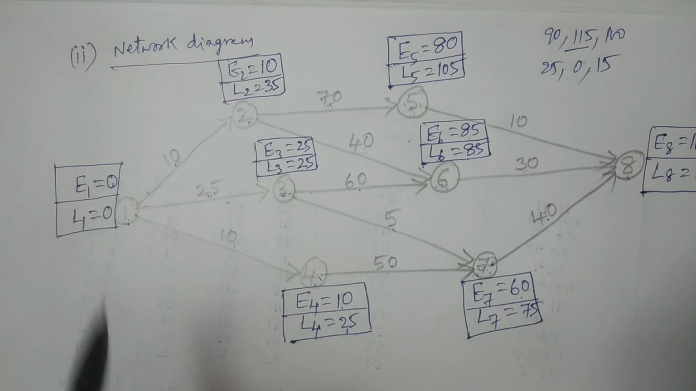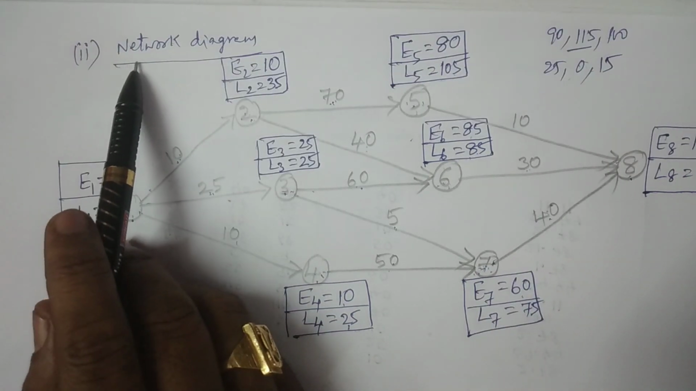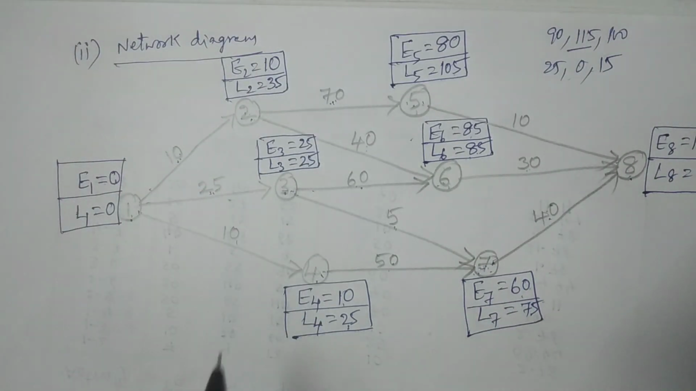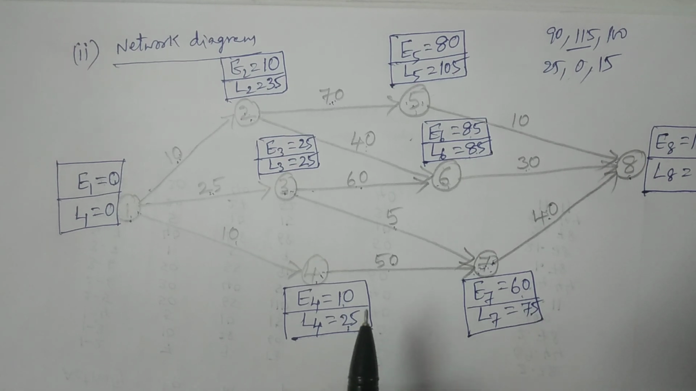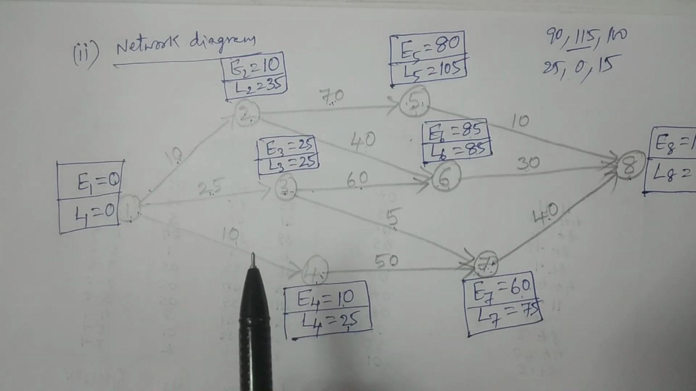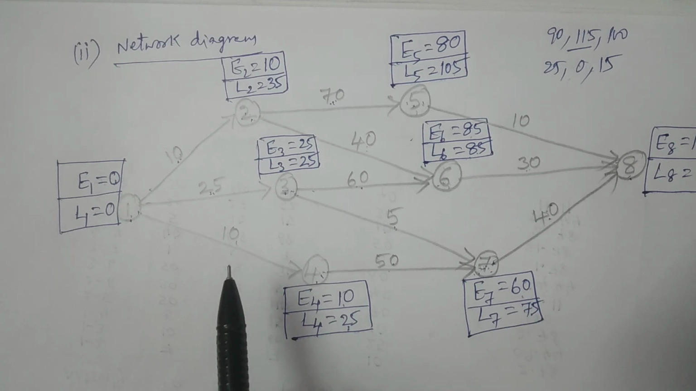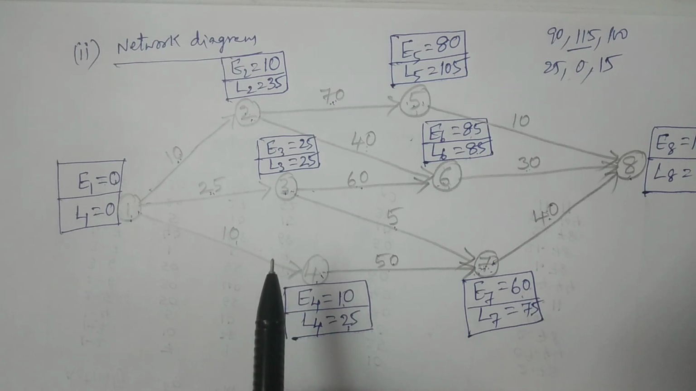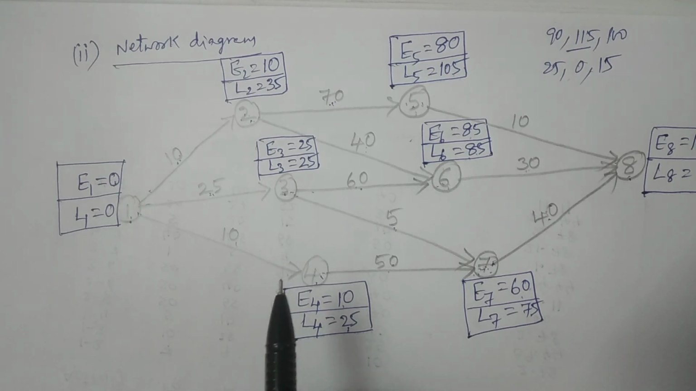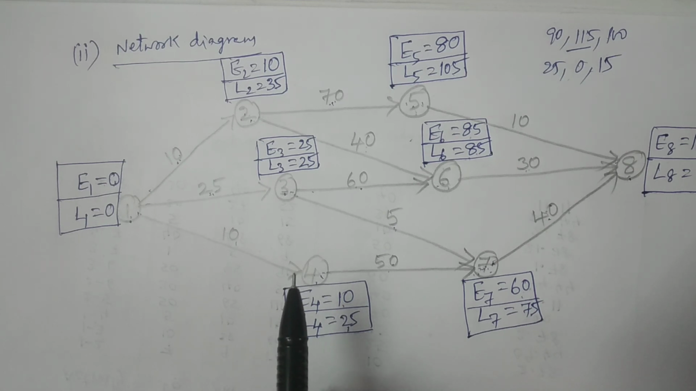The second question was answered, the network diagram. Now we are moving to the third question, that is the critical path. I have explained many times that the critical path is identified by taking an activity connected by two particular events, and for both the events it requires E to be equal to L.